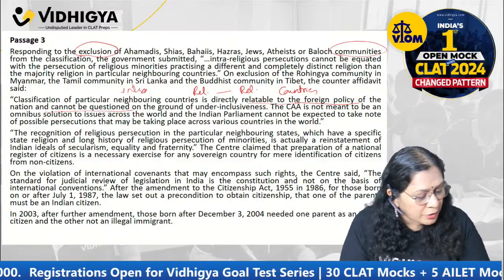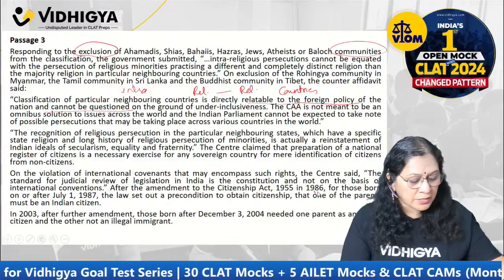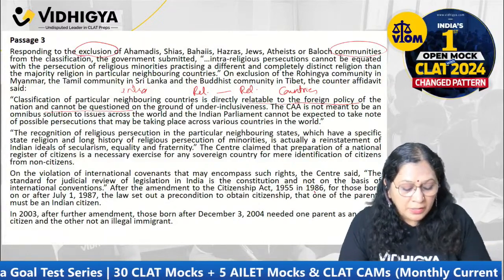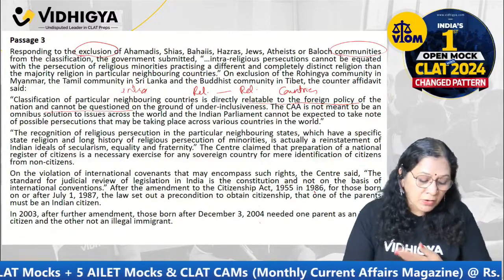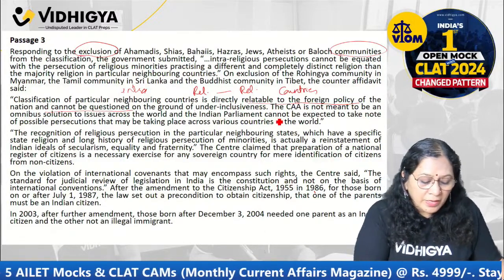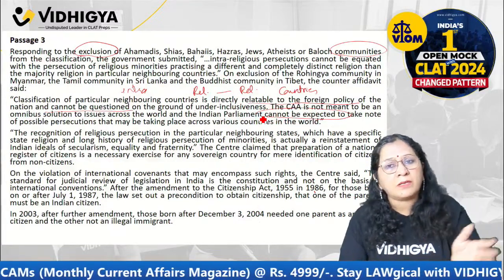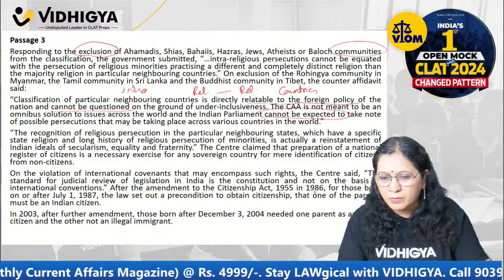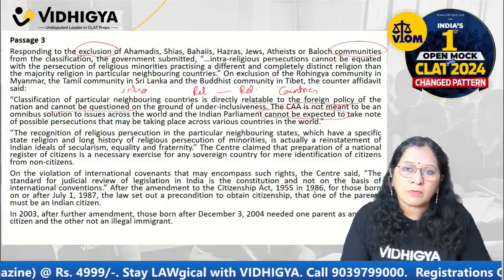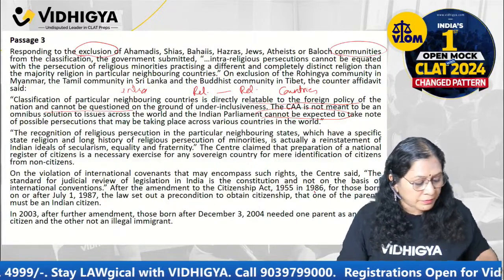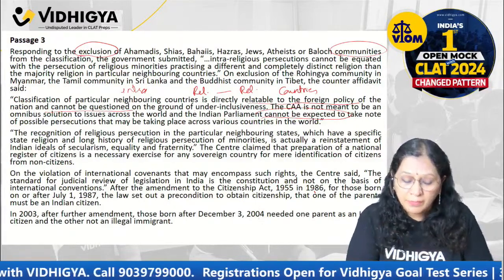The CA is not meant to be an omnibus solution to issues across the world, and the Indian Parliament cannot be expected to take note of possible persecutions that may be taking place across various countries in the world. So Indian Parliament cannot be expected to take note of everything. मतलब इंडिया सबका सब नेबरिंग कंट्रीज में जो जो प्रॉब्लम है रिलीजन को लेके, रिलीजियस परसिक्यूशन को लेके, तो हम नहीं कर सकते हैं इसका काम ना. Why would we be taking responsibility of all those things going on in the neighboring countries?